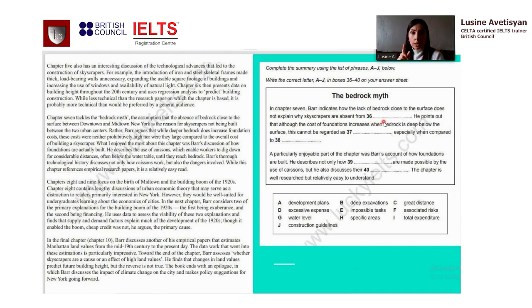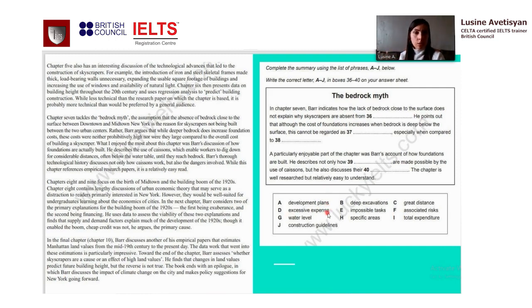But if you paid attention to what I did, I still wrote the word from the passage in my mind. You need to write somewhere or highlight the answer that you found here. Why? Because the synonym of this answer is going to be in the box. So the answer here was between the two urban centers. Let's see which one is close to the two urban centers. They are absent. Skyscrapers, start reading from here. Skyscrapers are absent from development plans.